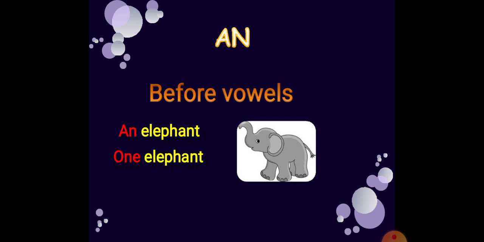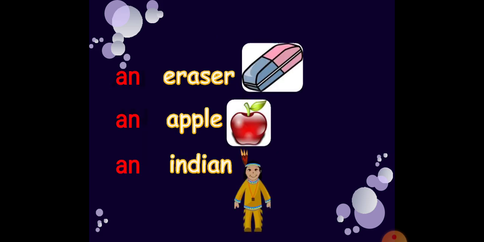Now comes an. An also means one, but we use an before vowels. See the example. An elephant. It means one elephant. An elephant is starting with a vowel. See more examples. An eraser, an apple, an Indian. So all these nouns are starting with vowels. So that is why we have used an before these nouns.